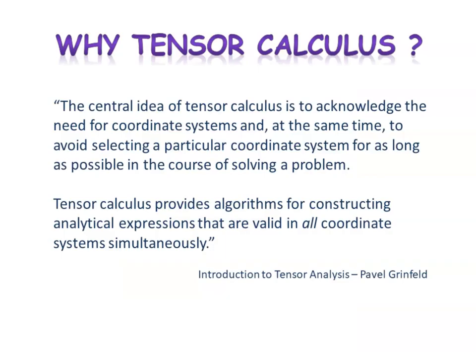Okay, we'll wrap this up with this as the final takeaway. I found this quotation in the book, and I can't improve on it, so I'll just give it to you as is. The central idea of tensor calculus is to acknowledge the need for coordinate systems and at the same time to avoid selecting a particular coordinate system for as long as possible in the course of solving a problem. Tensor calculus provides algorithms for constructing analytical expressions that are valid in all coordinate systems simultaneously. And that in a nutshell answers the question, why tensor calculus? In the next video, we'll kick things off by reviewing the properties of Euclidean space.